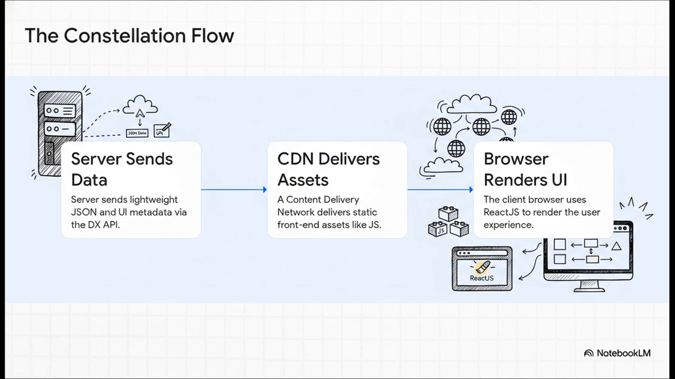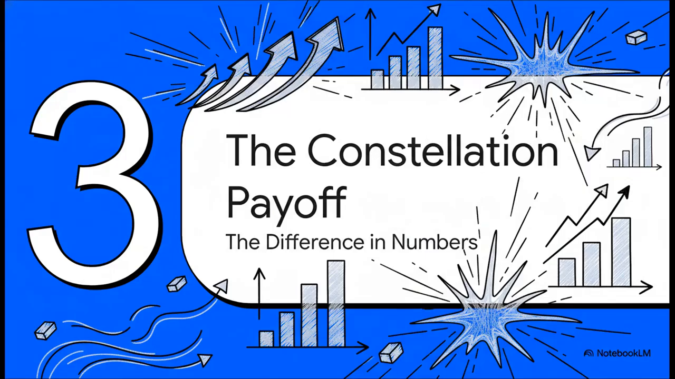First, the server sends only the bare essentials, super lightweight data in a format called JSON, along with some instructions on what to build. Then, a content delivery network provides all the standard building blocks of the interface. And finally, your browser uses a powerful engine called React.js to assemble everything and paint the screen right in front of you.